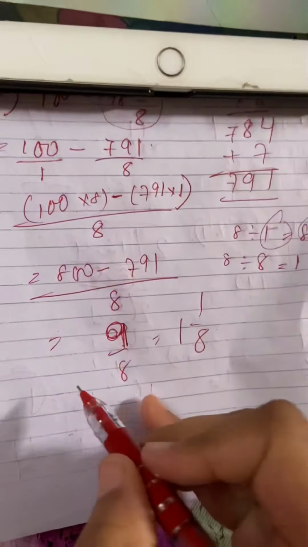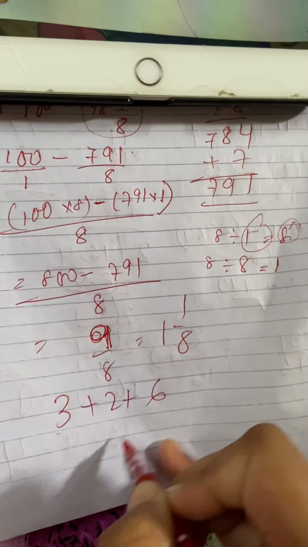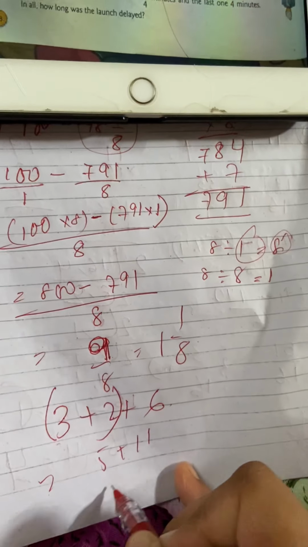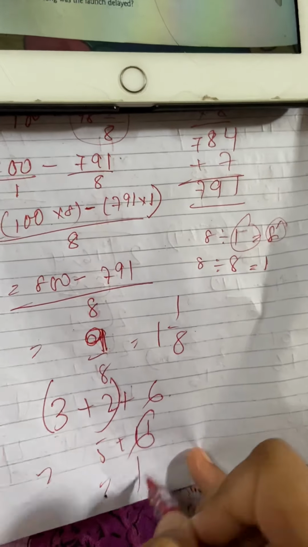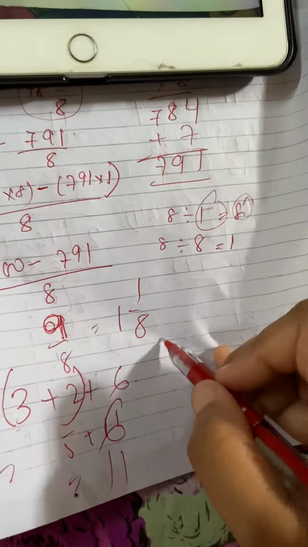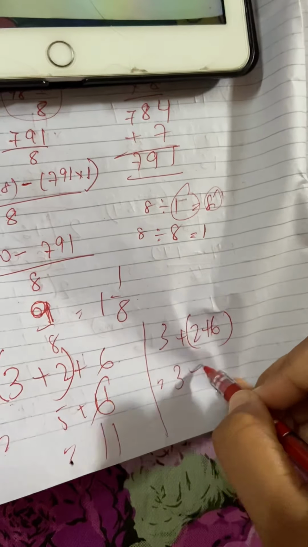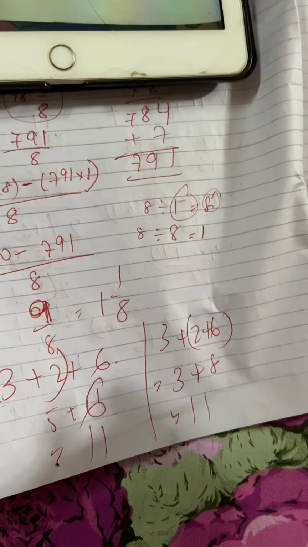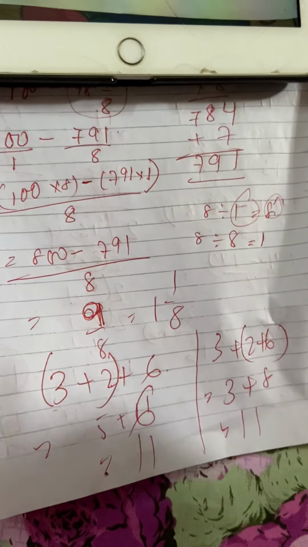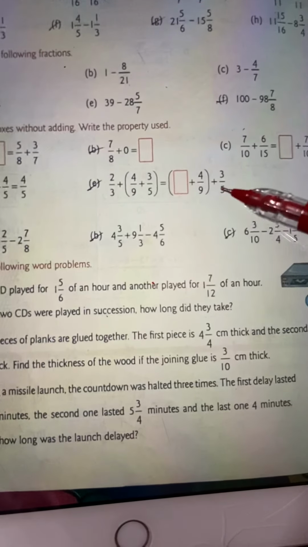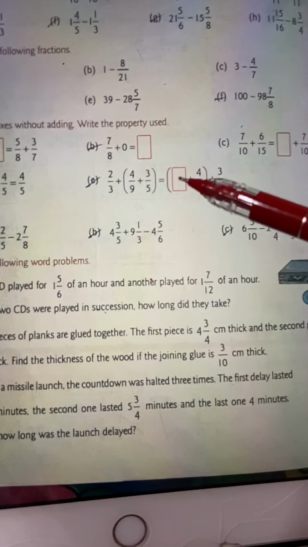This type of question, see, 3 plus 2 plus 6, if I add like this, then 5 plus 6, this is 11. Similarly, 3 plus 2 plus 6, if I give a bracket here, then 3 plus 8, this is also 11. So in addition, order does not matter. Therefore here, 2 by 3, 4 by 9, 3 by 5.